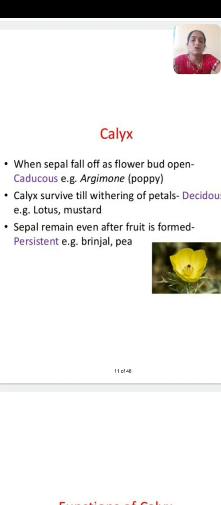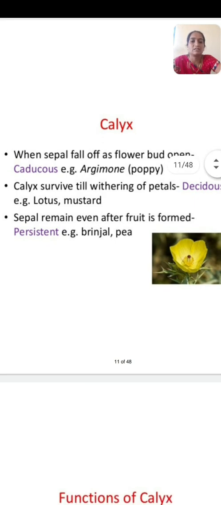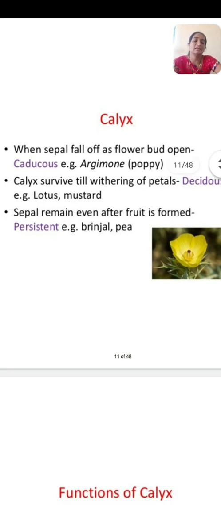And the third one is when sepals remain even after the fruit is formed. Then it is known as persistent. Example, brinjal or pea. In brinjal, you have observed that on the globular or circular brinjal there are green leaf-like structures. They are known as calyx and they remain after the fruit formation. Means there are three types of calyx: caducous, deciduous and persistent.